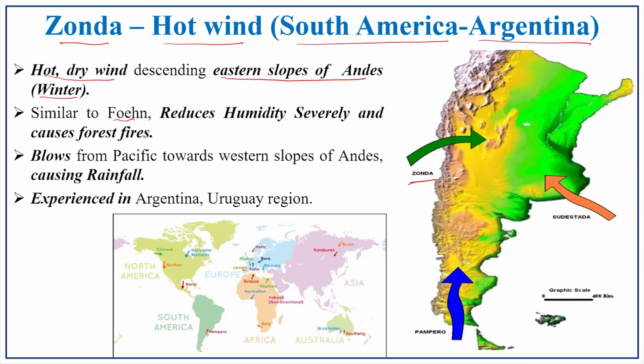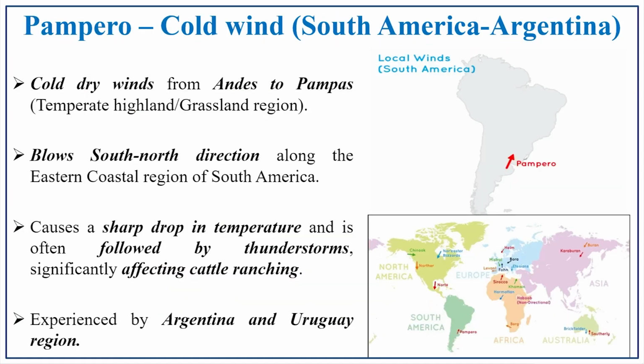So, if there is an orographic effect, most of the winds we can witness are in localities which have high altitudes, that is, mountainous regions. It blows from the Pacific towards the western slopes of the Andes, which causes rainfall in that particular region. It is also experienced in the Argentina and Uruguay region. So, the regions which experience this Zonda are Argentina and Uruguay. The next one is Pampero. It is a cold wind of South America. This Pampero cold wind is from the Andes to the Pampas.